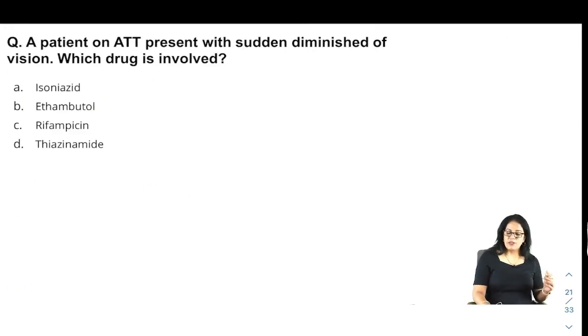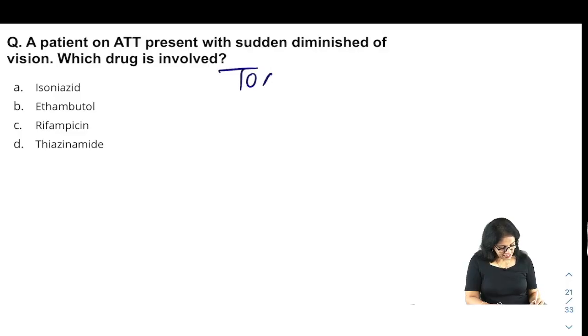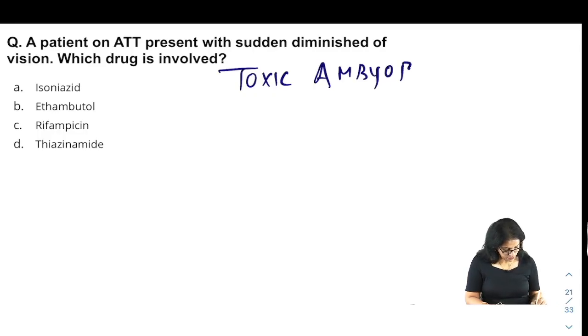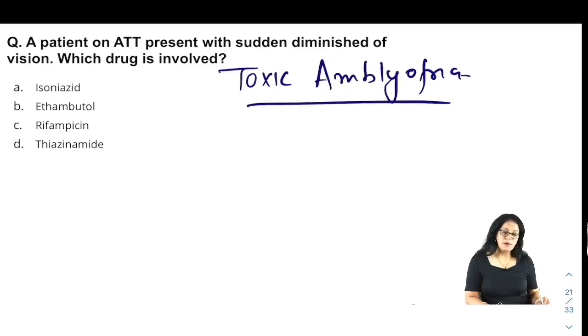Okay, we come to the next question. A patient with ATT presents with sudden diminution of vision. Which drug is involved? Any ATT, which drug is involved? Can you understand here that we are talking about toxic amblyopia? I taught you, right? So toxic amblyopia. What is toxic amblyopia? Amblyopia is partial loss of vision. Toxic means due to drugs, right? So due to the drugs, there is a partial loss of vision.